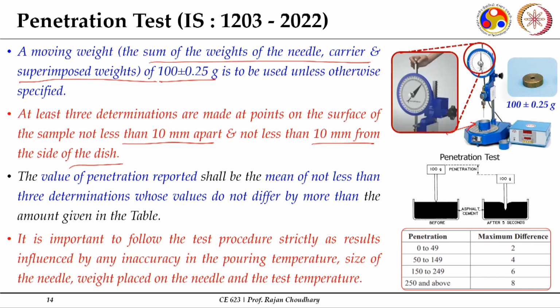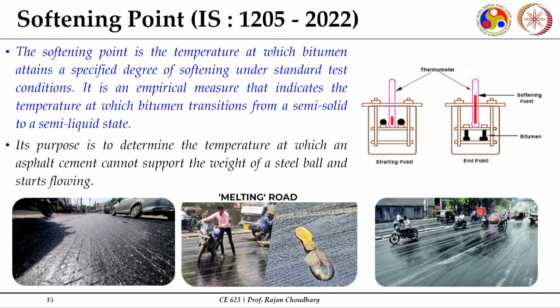In this particular test, the important part is that the test procedure strictly has to be followed, because it can get influenced by inaccuracy in the pouring temperature, at what temperature we are pouring the binder into this cylindrical measure, the size of the needle, the weight placed on the needle, and the test temperature. Any variation in these will lead to a variation in your penetration amount. So, if I have a higher penetration, I can call that binder softer. If lesser penetration, the binder is hard.